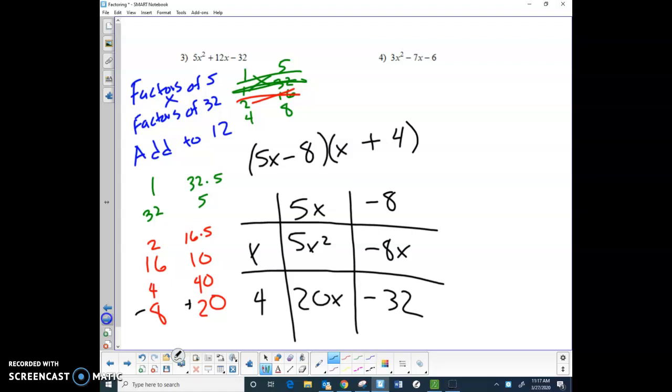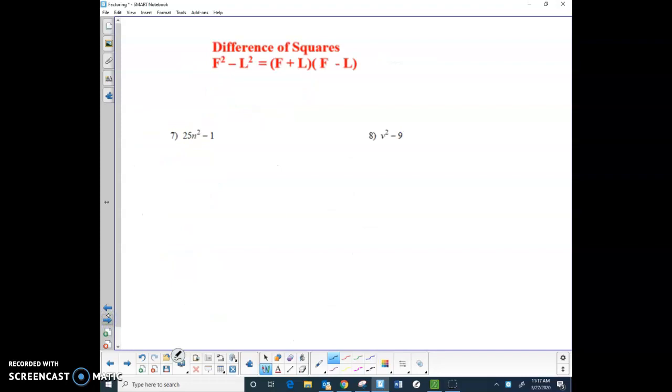All right, I'm going to skip number 4. All right, difference of squares. So this F means first, and the L means last. All right, first thing again, we need to look for a common factor, see if there's something we can pull out to make this easier. And in this case, there is not.